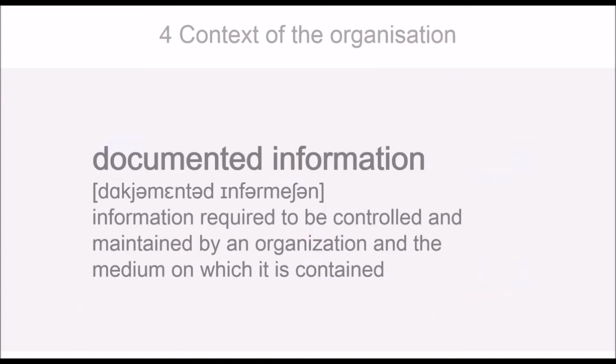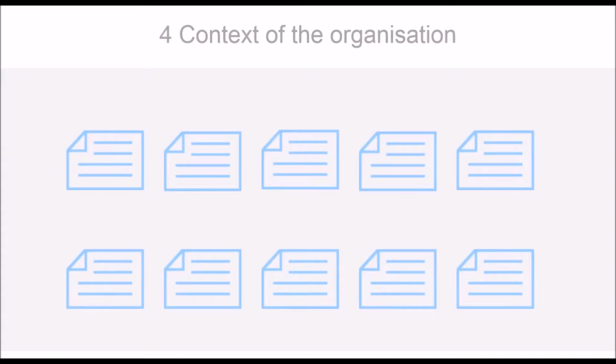Also, your documentation requirements are changing. We no longer have to keep as much documentation as before. The definition of documented information is information required to be controlled and maintained by an organisation and the medium on which it's contained. The new standards state that you no longer need a policy manual, nor do you need to have mandatory procedures or records to keep. Organisations now have a greater freedom to determine their own documentation needs. If your organisation wants to continue using a policy manual, that's okay, it's up to you.